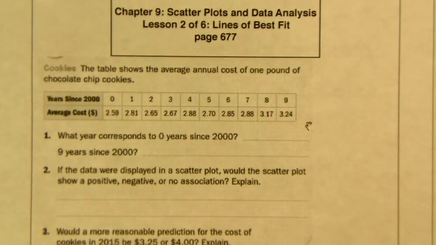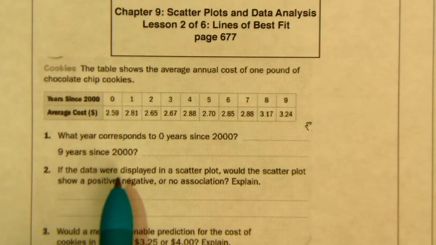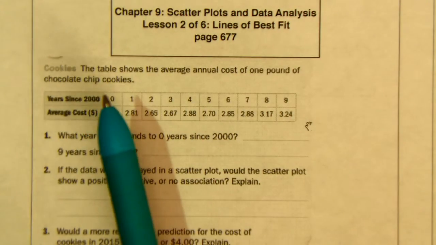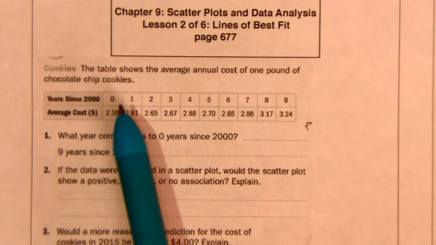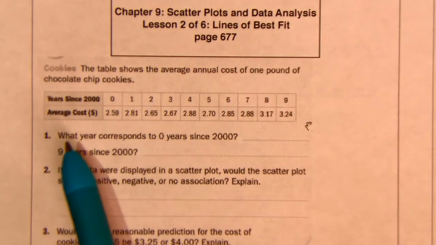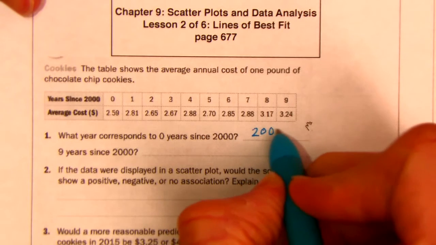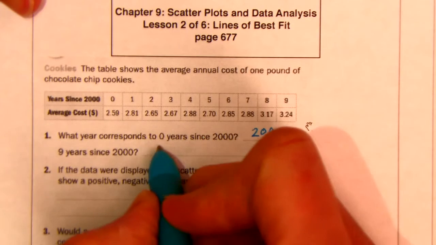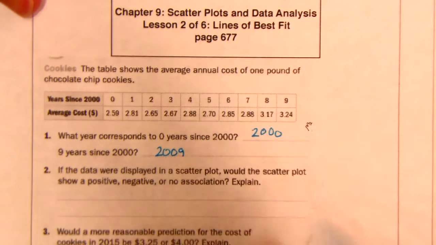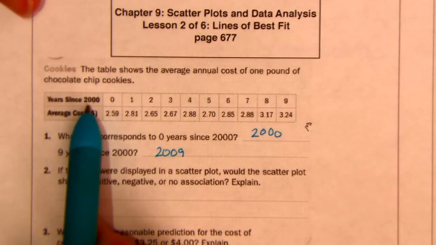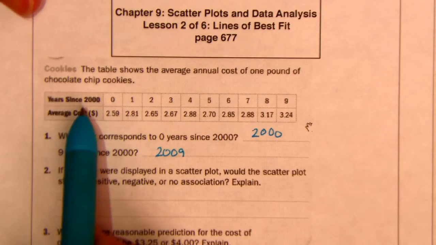Okay, in this first example, we are talking about years since 2000, that's what those stand for. So what year corresponds to 0 years since 2000? That would be the year 2000. And 9 years would be 2009. But they're not always that easy, so you're going to have to pay attention. Sometimes they give you a random number like 2007, and then 0 would be 2007, 1 would be 2008, and so on and so forth. So make sure you're paying attention to that.